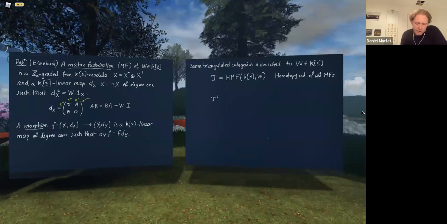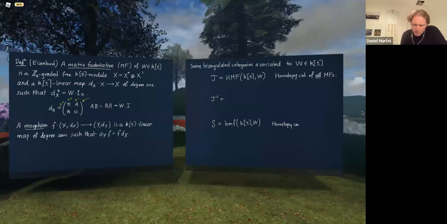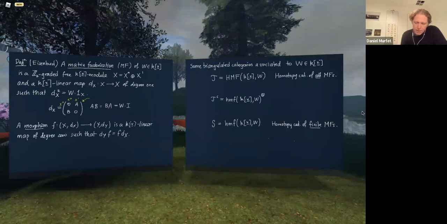Inside it are the compact objects. I'll say a bit more about those in a moment. Let me write S for lowercase HMF, and this means the homotopy category of finite matrix factorizations. Now, this isn't the set of compact objects for a kind of standard reason. It's not closed under summands. So clearly S is contained in T, but inside T it's not closed under summands.